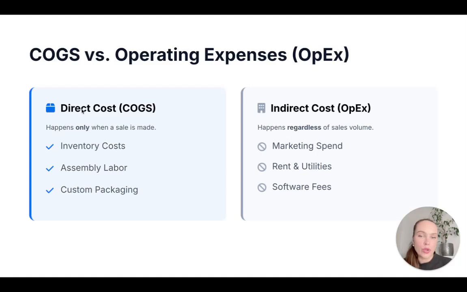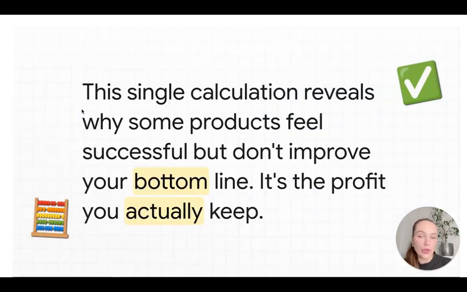So once you subtract COGS from your revenue, you get gross profit. And that single calculation often explains why certain products feel successful, but still don't improve your bottom line. For many Shopify merchants, this is a wake-up moment because they realize that they have been making decisions based on revenue and not on what they can actually keep after costs.